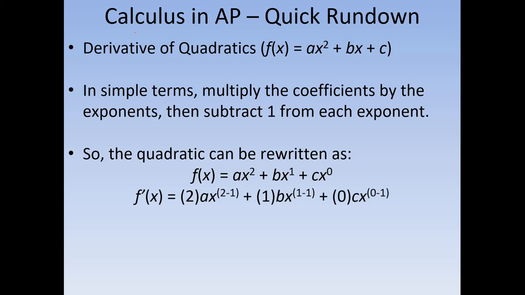Now, as we mentioned, we're going to multiply the coefficients by the exponents. So the a gets multiplied by 2, the b multiplies by 1, and the c gets multiplied by 0. And then I subtract 1 from each exponent. So 2 minus 1, 1 minus 1, and 0 minus 1. So 2 minus 1 is just 1. 1 minus 1 is 0. And I don't really need to worry about this because it's being multiplied by 0, so it drops out.